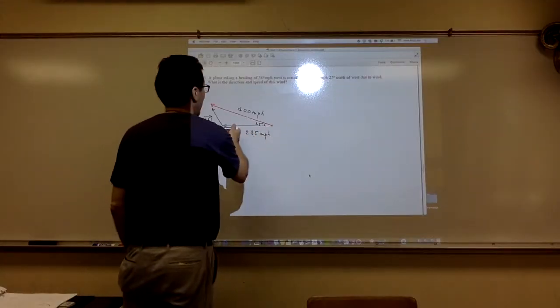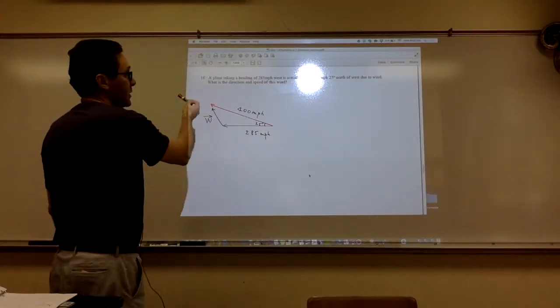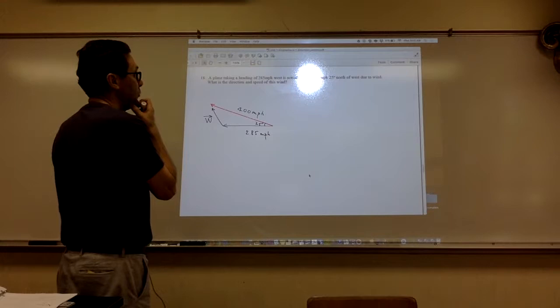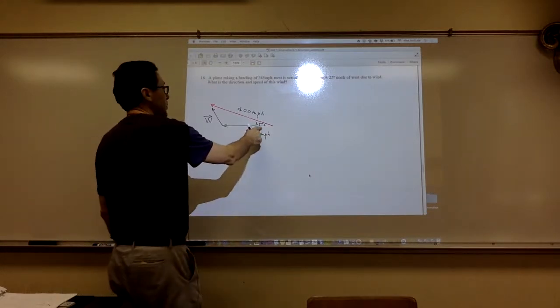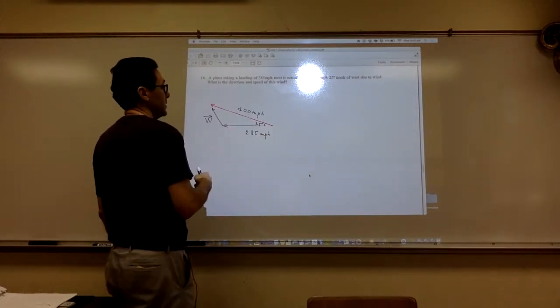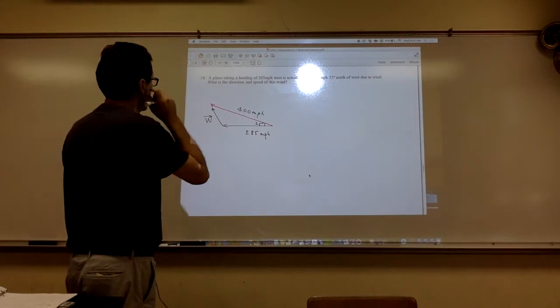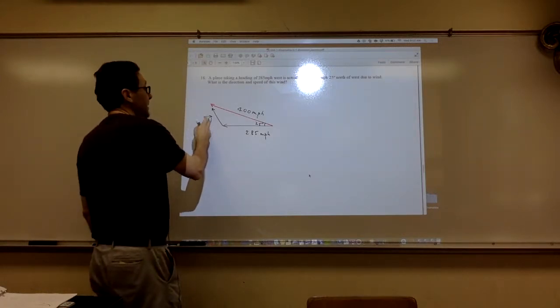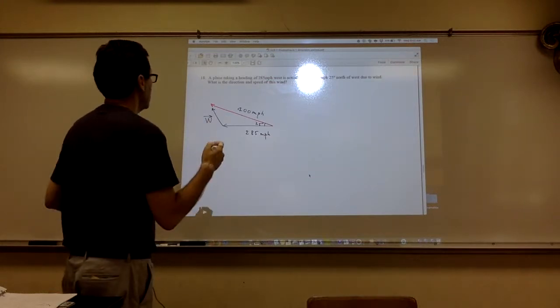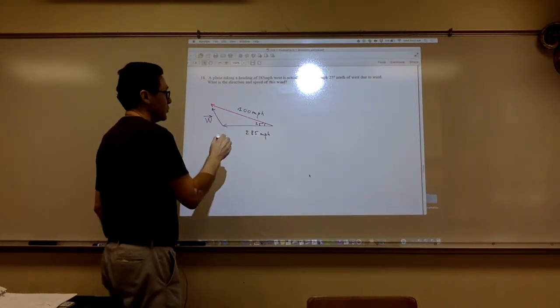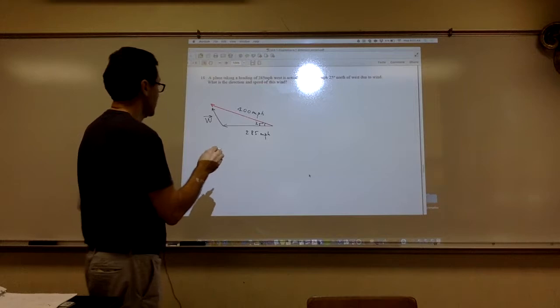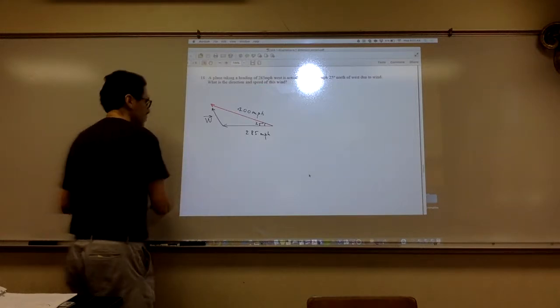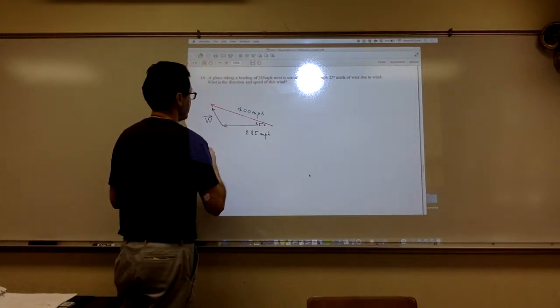There's a plane going west, but because of wind, it ends up going northwest. So there is a 25-degree north of west. That's the direction that the plane is going. And for this problem, we're trying to find the speed of the wind and the direction of the wind. All right, so we're going to try to do this two ways. We're going to do it with the law of cosines, which I think is quick.